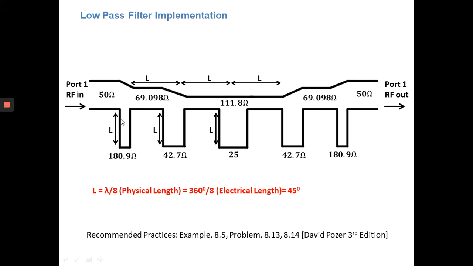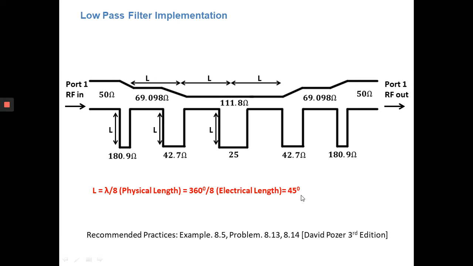Now, each of the lengths, I told you before, whether this one, this one, this one, these are actually the same. This one is the same as this one, the same as this, and so on and so forth. All the lengths are actually lambda by 8, which is a physical length. So we convert it to an electrical length: 360 divided by 8, which is a 45-degree length.